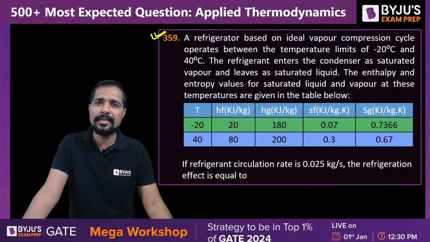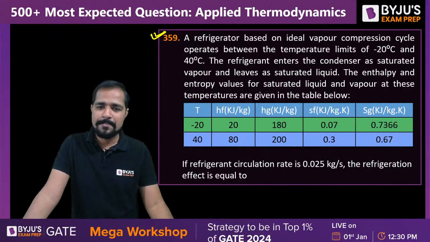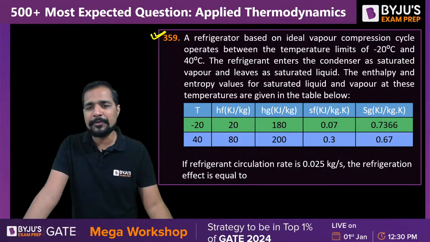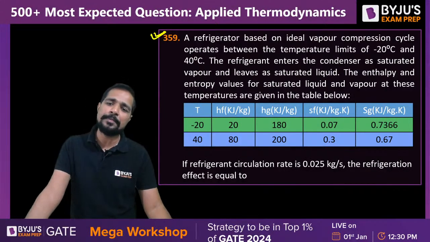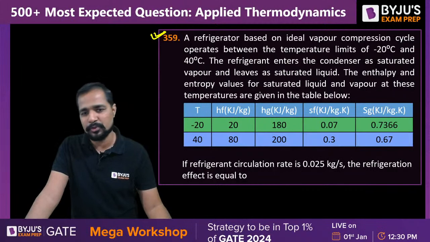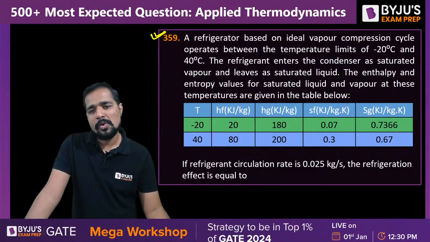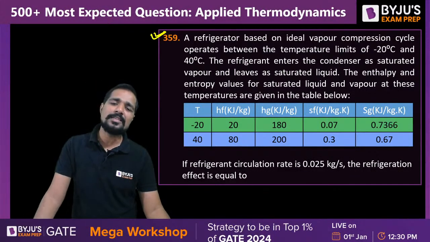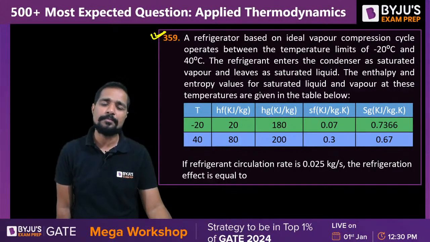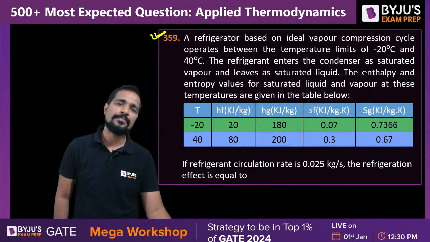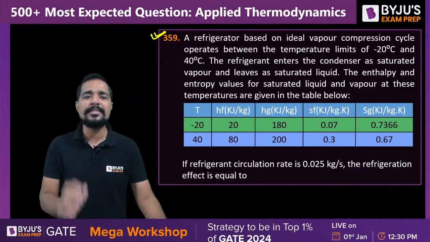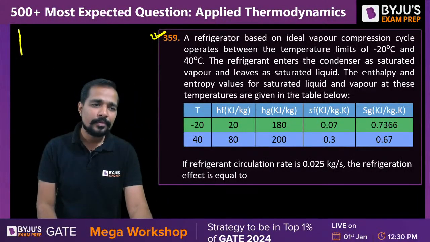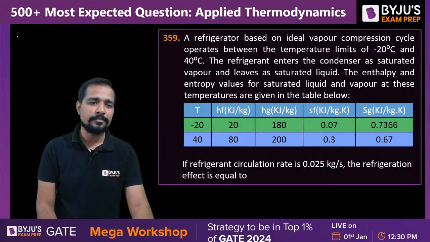Sir, the question is related to the VCR cycle. In this case, a refrigerator working on an ideal vapor compression cycle operates between the temperature limits of minus and 40. The refrigerant enters the condenser as a saturated vapor and leaves as a saturated liquid. Sir, it is clearly mentioned in this question, your refrigerant is entering into the condenser.